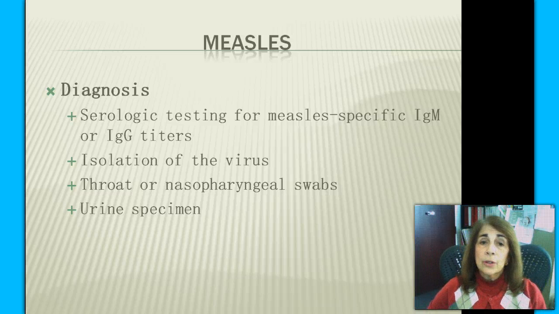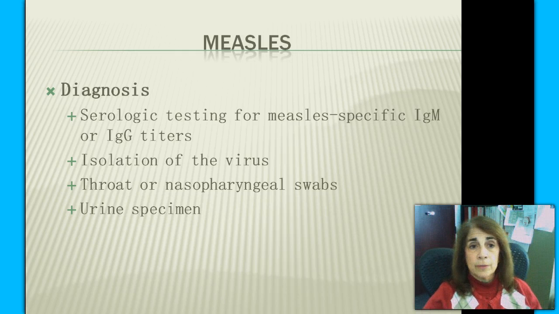To diagnose it, you do serologic testing. There are specific IgM and IgG titers that are used. That information is well beyond the scope of this video. But if you are involved in drawing lab tests to confirm the diagnosis of measles, you will be very familiar with these. You can isolate the virus in blood tests. You can do throat or nasopharyngeal swabs, and you can also diagnose using urine specimens. And the sources that have been cited give you all the specific information about which test you use for the urine specimen, which you use with the throat swabs, etc.